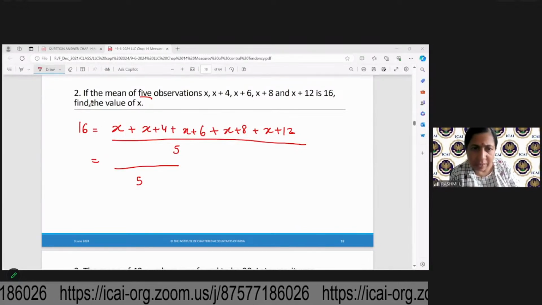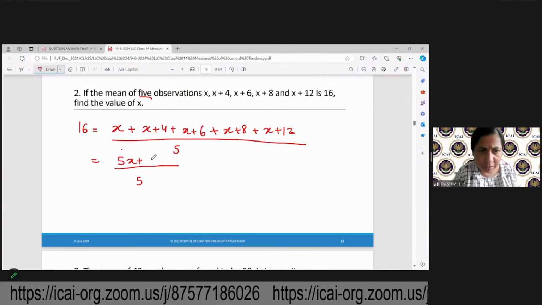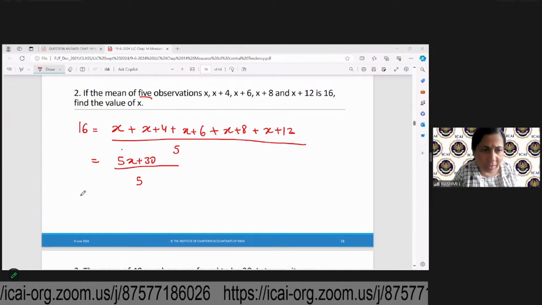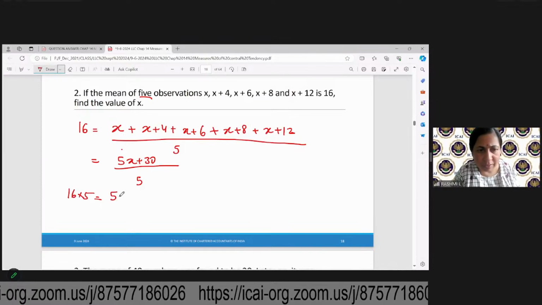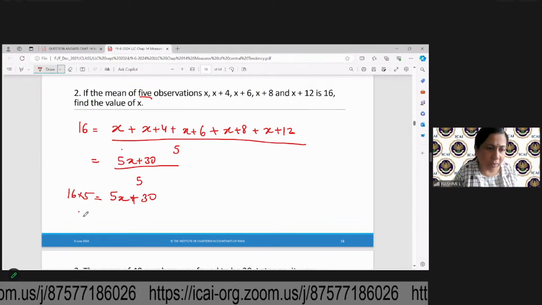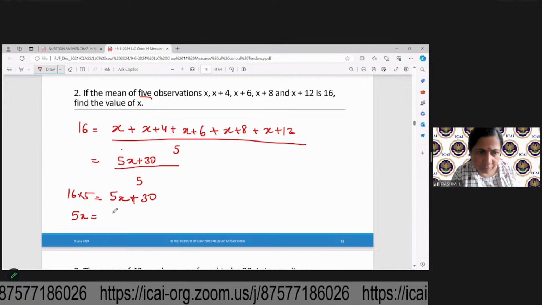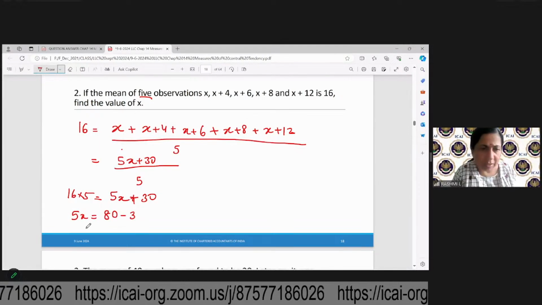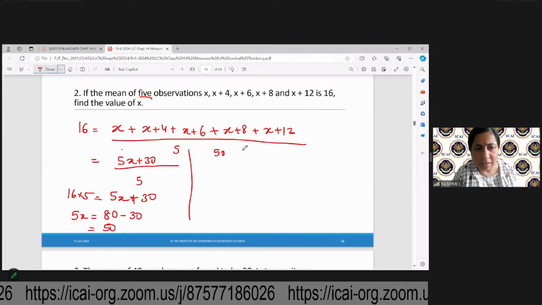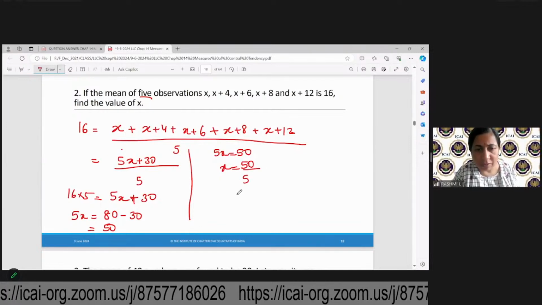So Chitra is saying 5x plus 30. If I cross multiply, 16 into 5 is equal to 5x plus 30. So 5x is equal to 16 into 5, which is how much? 80. 80 minus 30, which is equal to 50. So I have 5x is equal to 50. x is equal to 50 upon 5, which is equal to 10.